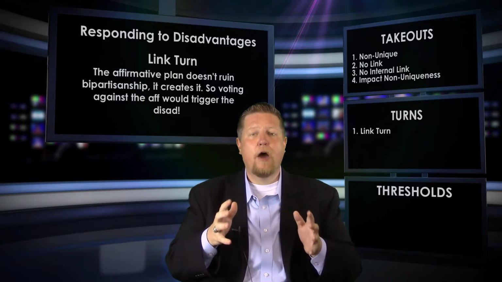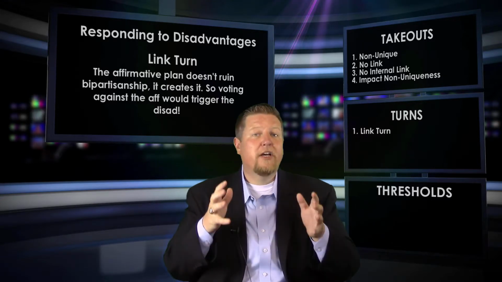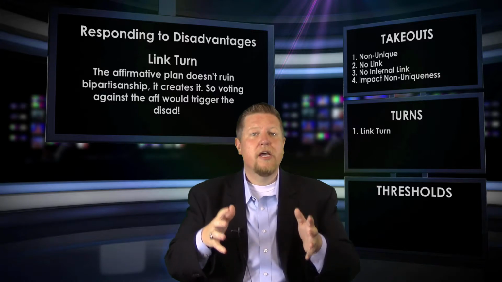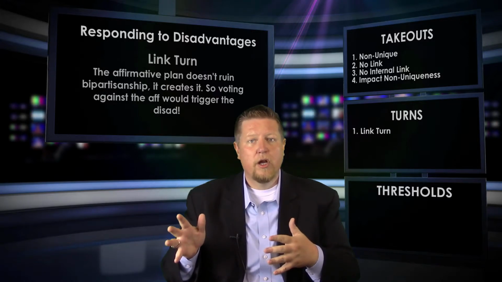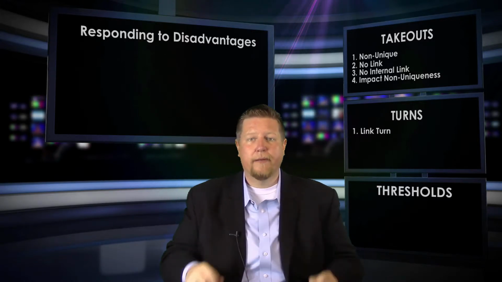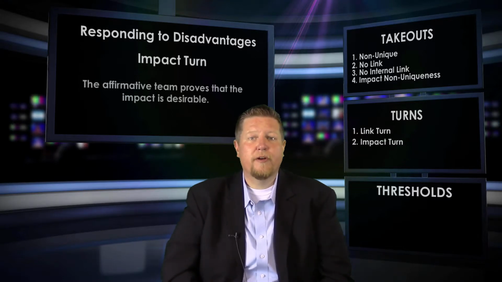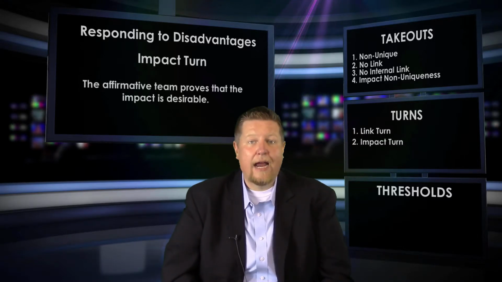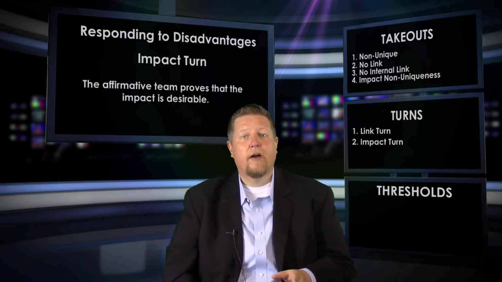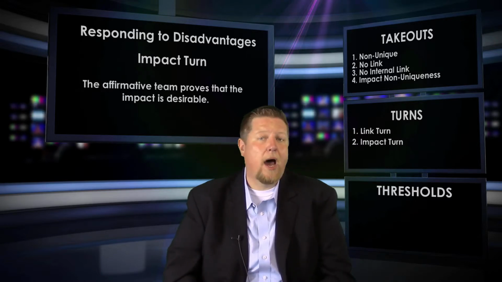Notice that the disadvantage now becomes an advantage for the affirmative team because the affirmative plan increases the chances that future important legislation will pass rather than decreasing it. An impact turn occurs when the affirmative team proves that the impact is desirable. That can be tough to do, and it often requires the affirmative team to take an unpopular position.